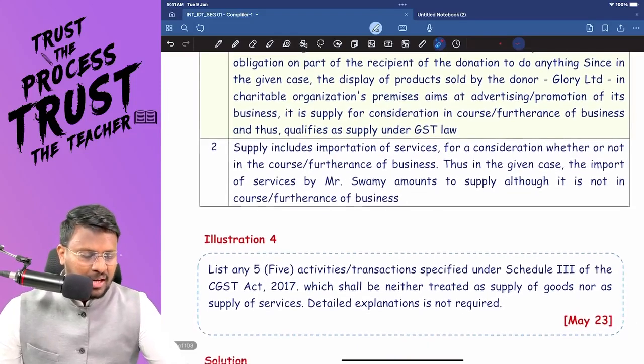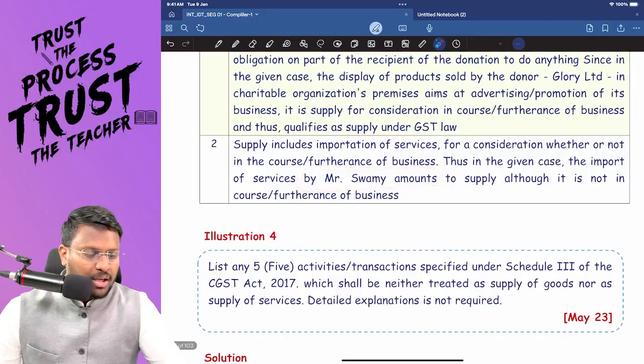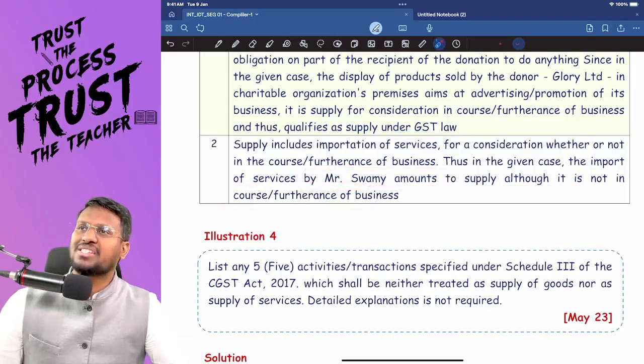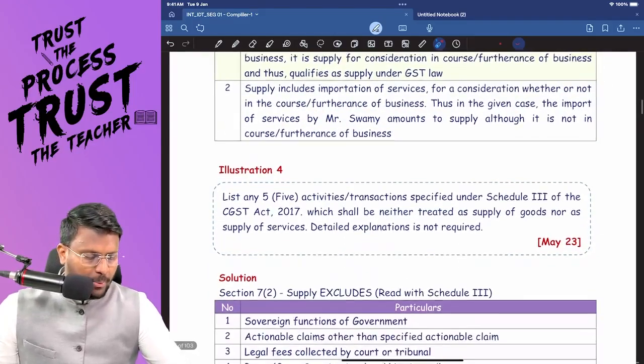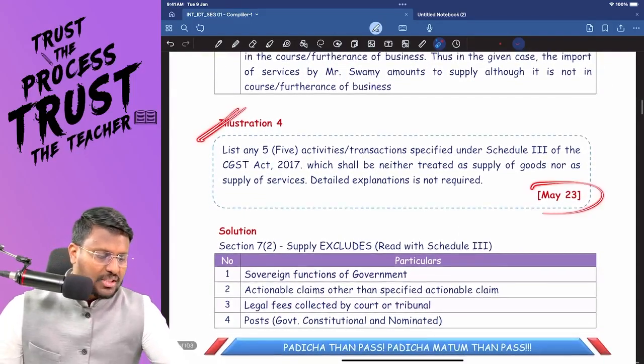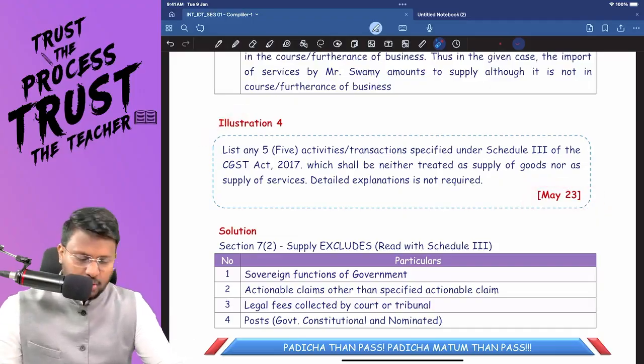Thus, in the given case, importation of service by Mr. Swami amounts to supply, although it is not in the course or furtherance of business. Comfortable, sir? Moving to illustration number 4, which is a May 23 past examination question.